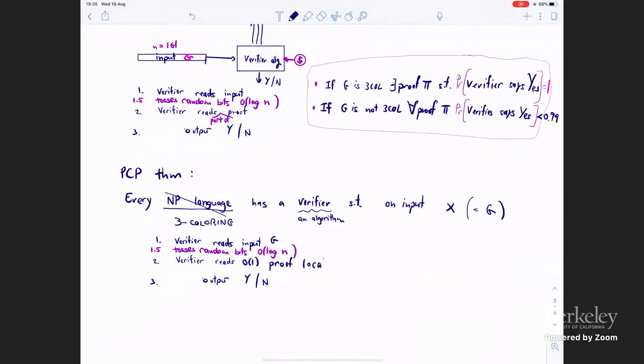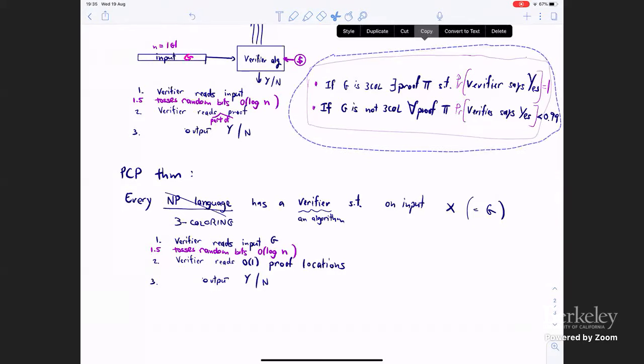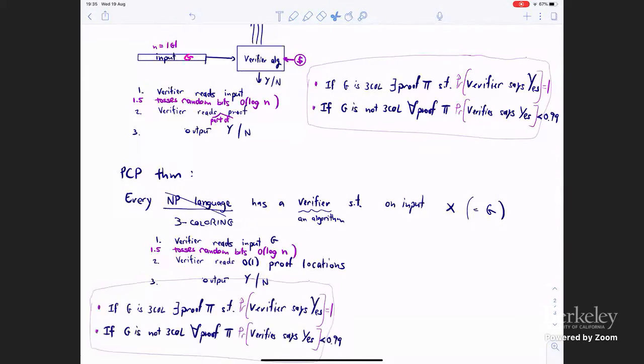So that's shockingly a very tiny part of the proof. Usually you expect to have to read the entire three coloring. No, this verifier is only going to read very few bits. And then it outputs yes or no. So far I'm just saying every NP language, or in particular three coloring, has this kind of algorithm. And what does the algorithm satisfy? It satisfies these two conditions.